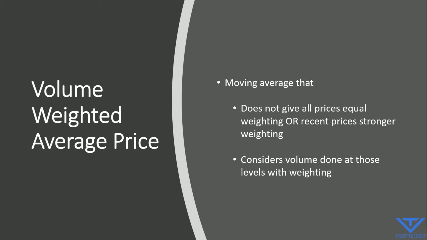And this is simply a moving average that does not give all equal weighting to all of the price action. It doesn't give stronger weighting to the recent pricing. Instead, it considers volume done when it weights. So if more volume is done at one price level than the other, it's going to weight that price level more heavily than the other one.